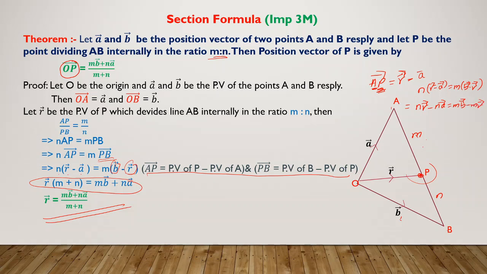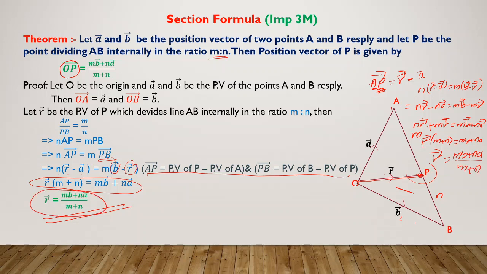So now take N into vector R, and MR I'm taking to this side, plus MR is equal to MB; I'm taking NA to the right side. Correct? Now there is something common. Vector R is common, take it outside. So M plus N left out is equal to MB plus NA. Now I want vector R, I mean I want the vector OP. OP is nothing but vector R, correct? So vector R is equal to MB plus NA divided by M plus N. This is the answer which we need.